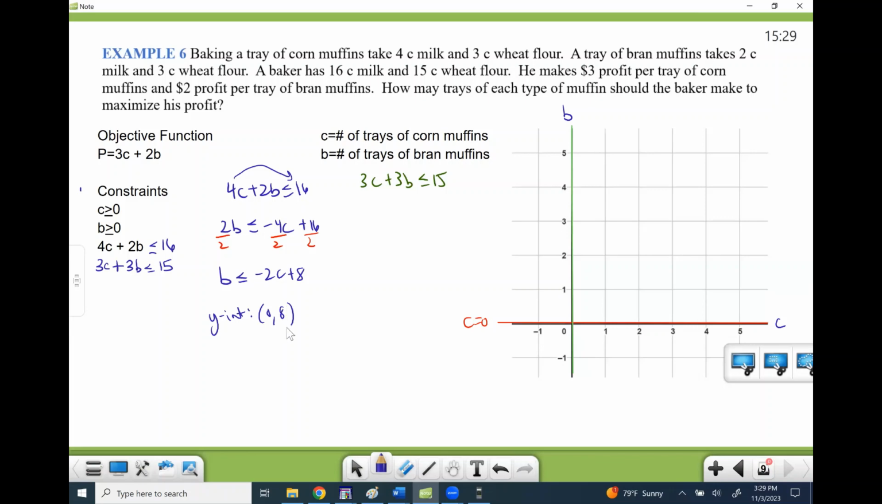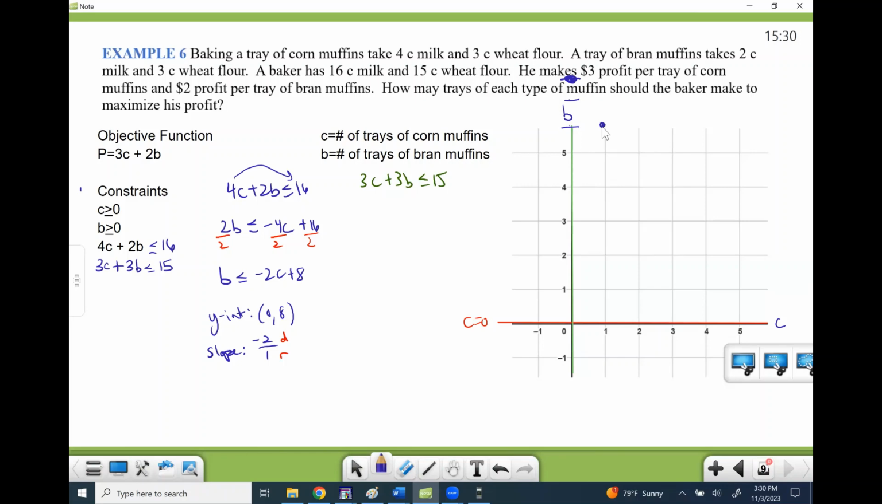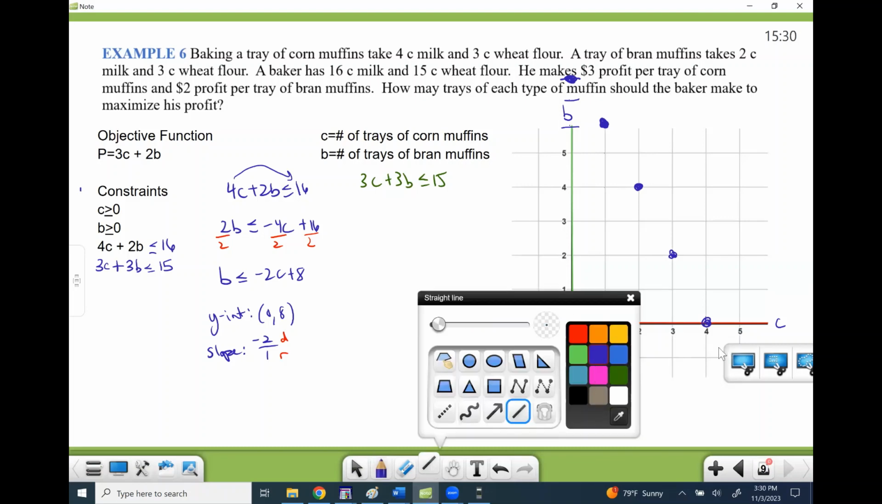Okay, there we go. Oops, and of course that is not on the screen. 6, 7, 8. Now it's on the screen, you guys. There we go. Okay. And then the slope is going to be this -2. So -2/1. So since it's a -2, we're actually going to go down and to the right. So I'm going to go down 2, right 1, down 2, right 1, down 2, right 1. And that's going to be our line that has to do with the milk, right?